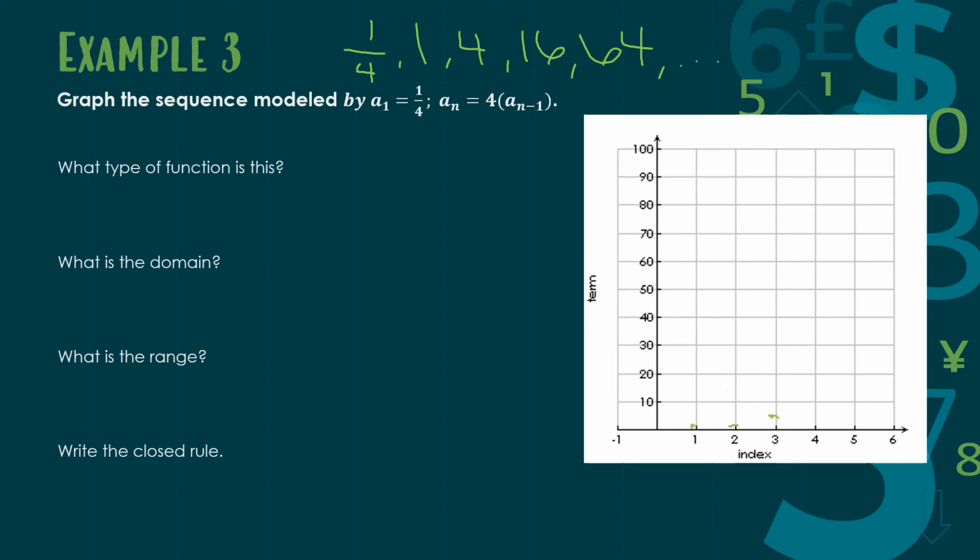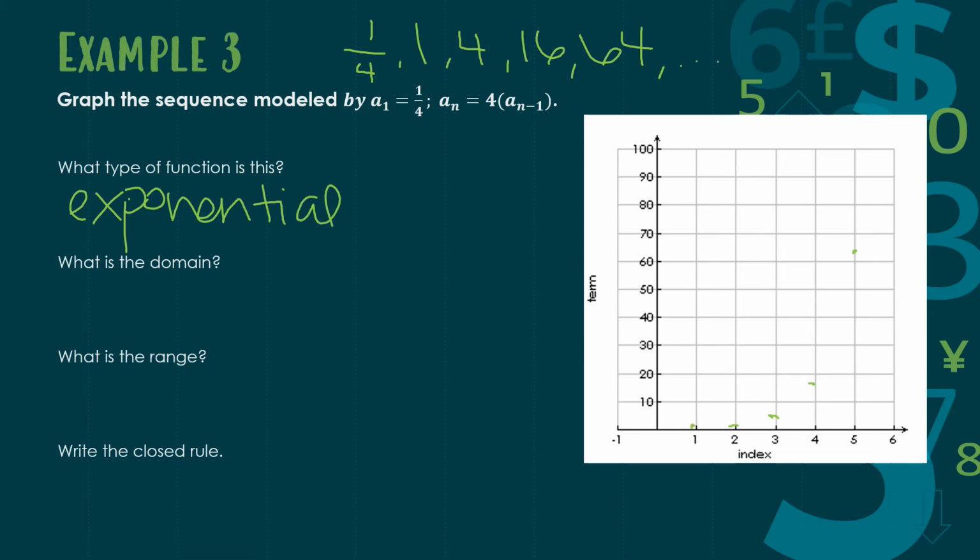The fourth term is 16. The fifth term is 64. And we're not going to be able to graph any more of those points. If you look at the shape of that graph, it certainly is starting off slow, but then growing very quickly. So we're asked what type of function this is. This is going to be an exponential function because you're multiplying by that common ratio, which is just like a base. Now, remember that all sequences are discrete, so you should not connect those points.